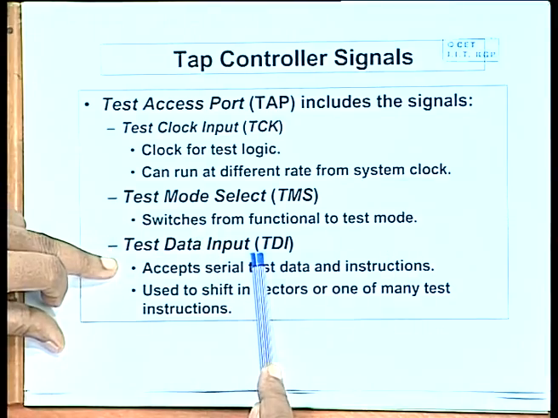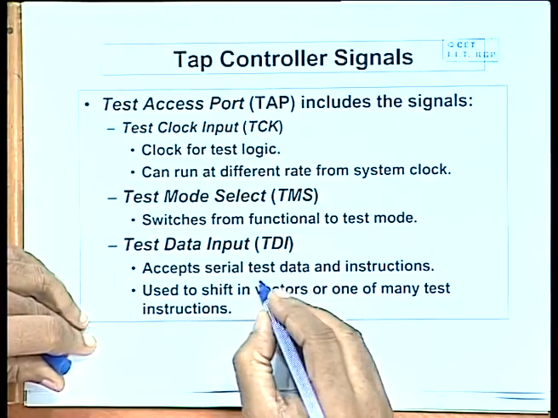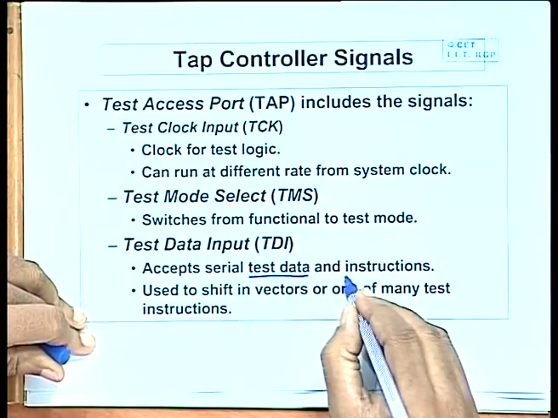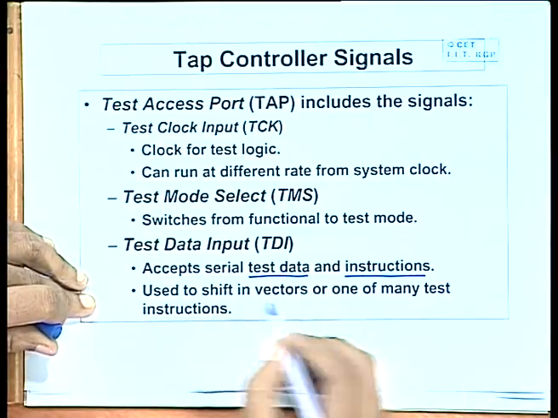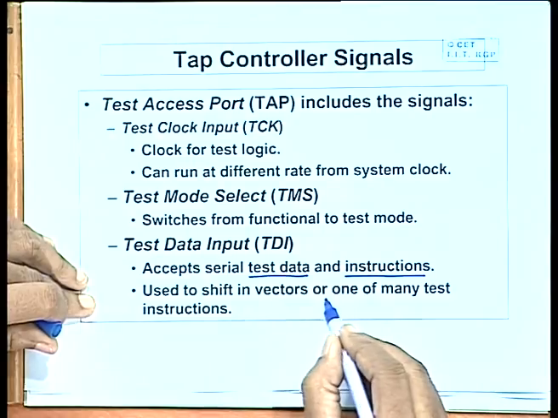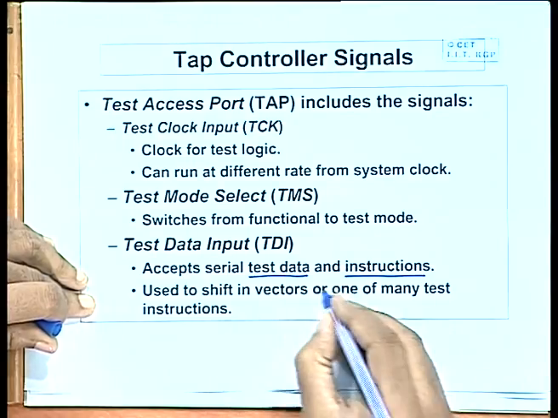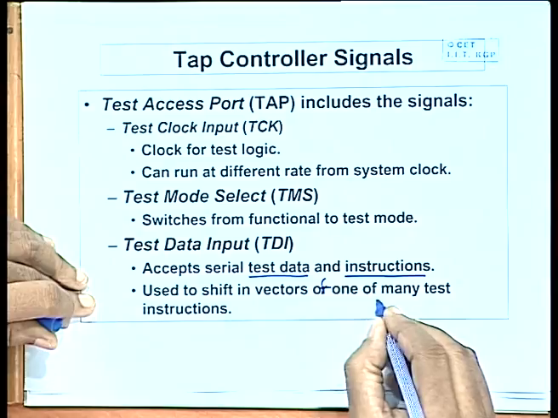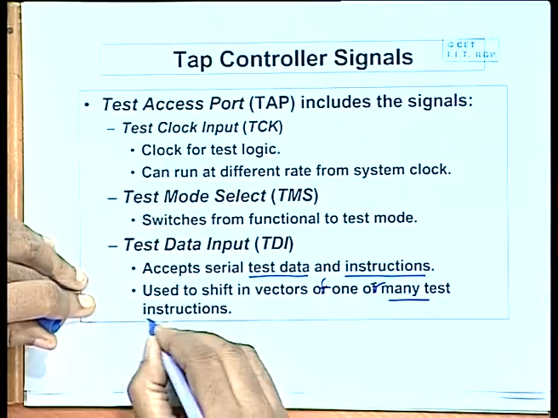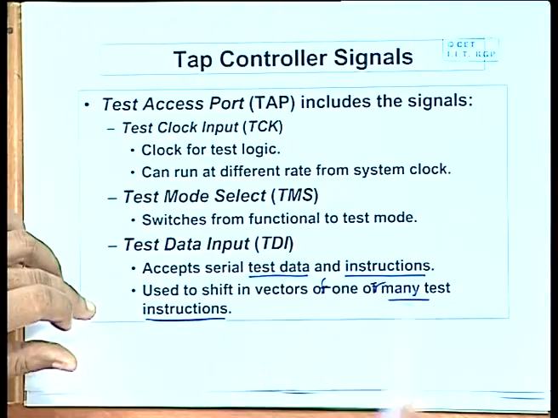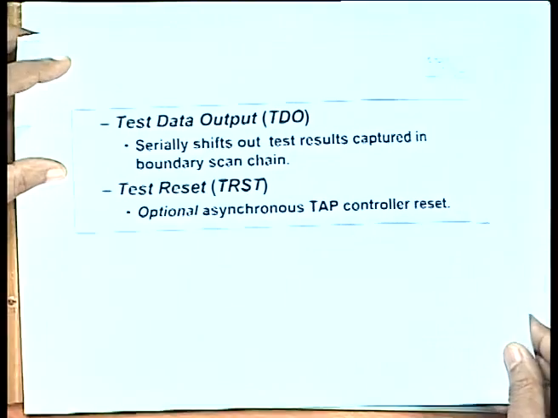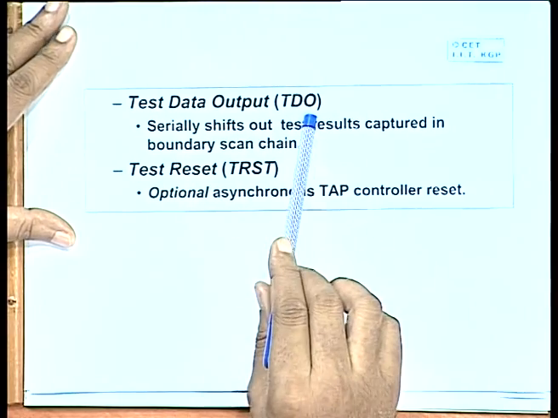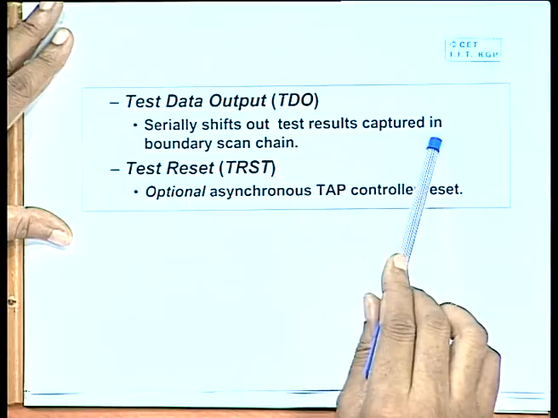There is a test data input through which you can scan in the test data, you can also scan in instructions, and you can do it in parallel. You can use it to shift in vectors of one or many test instructions. So, you can basically shift in data which can go to one or more than one such boundary cell modules together. There is a test data output which can serially shift out the results.